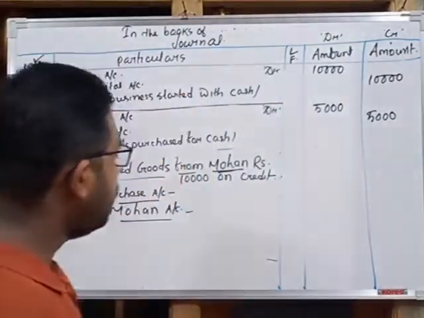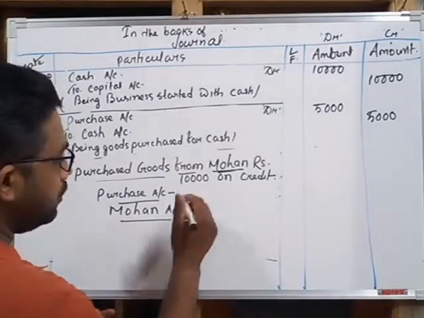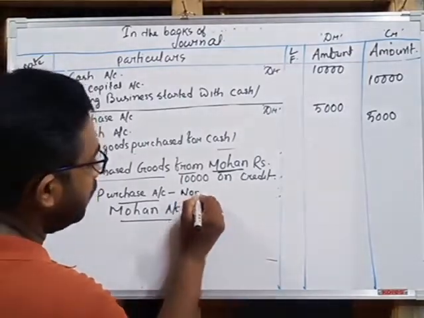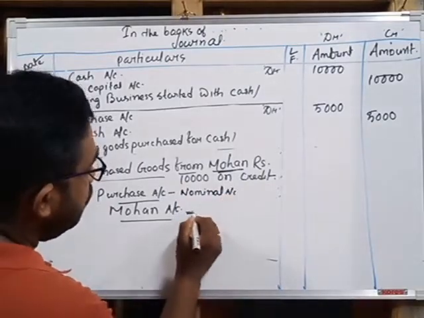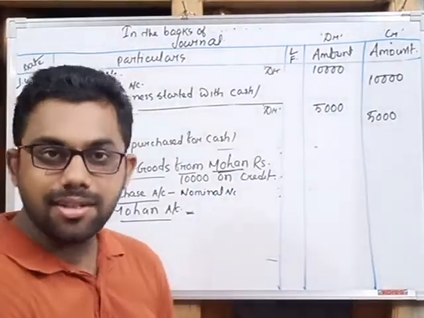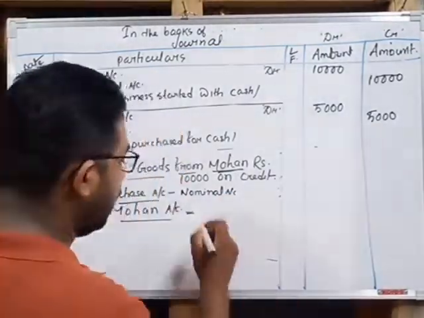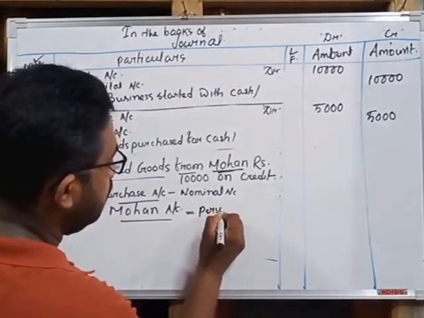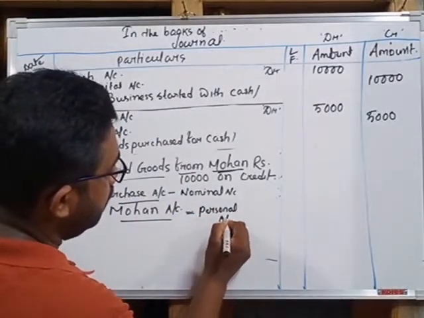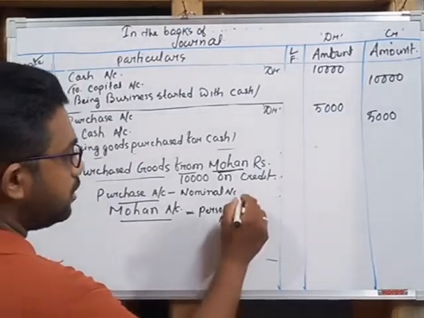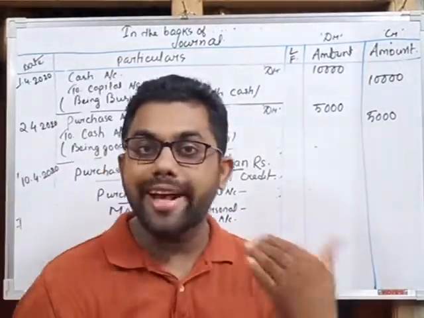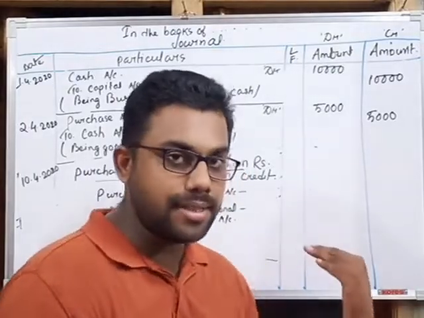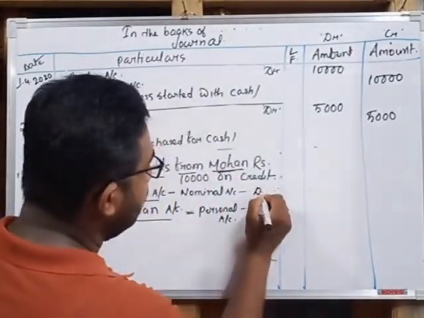Now we have to find out what type of account is that. So we know purchase account is nominal account because it is our expenses. And Mohan is the natural person, so natural person falls under personal account. Okay. So what is the golden rule of debit and credit for nominal account? For nominal account, all expenses and losses are debit. So purchase expenses, so it is debited.